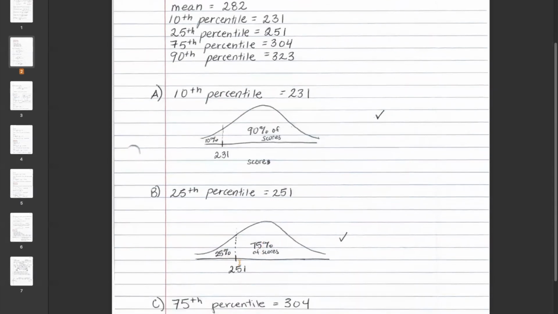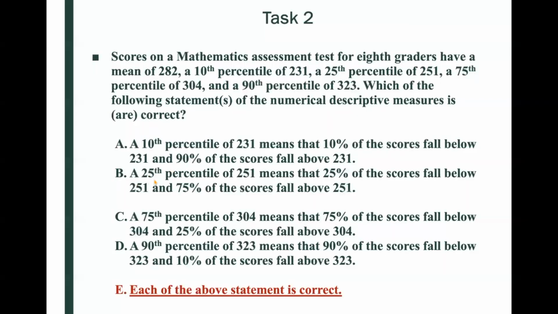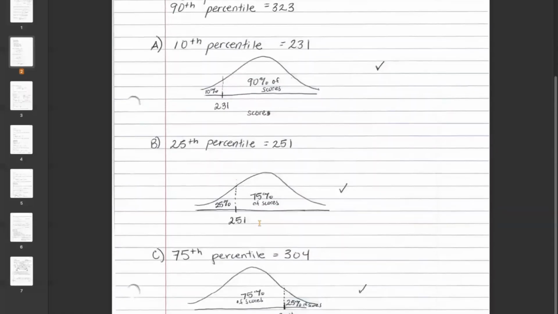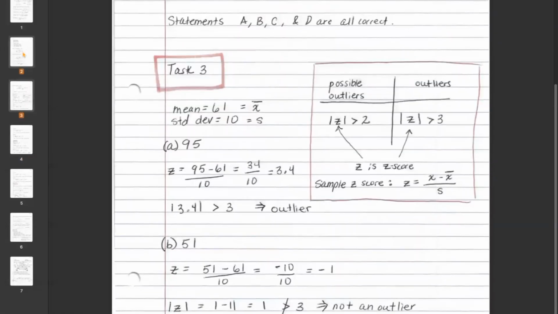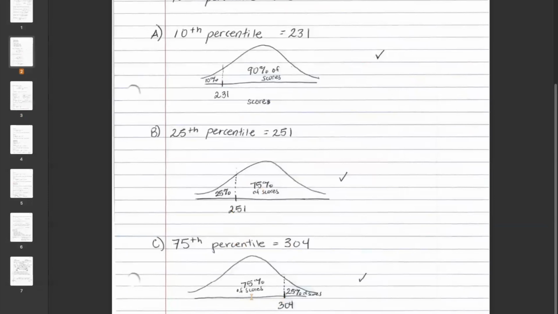Going back to B, it states that a 25th percentile of 251 means that 25% of the scores fall below 251. That's correct. And 75% of the scores fall above 251. That's also correct. So now on to C. What does a 75th percentile of 304 mean? Here I'm going to draw 304 as the 75th percentile.